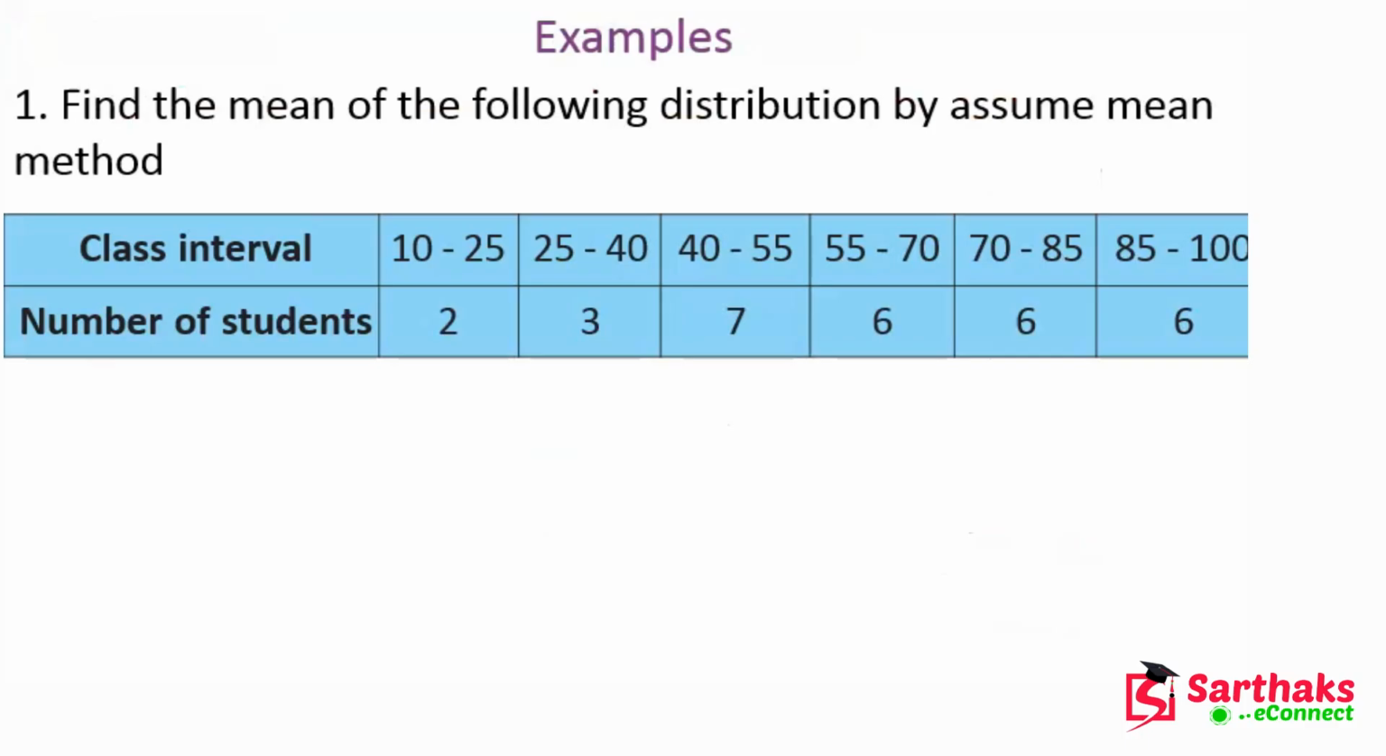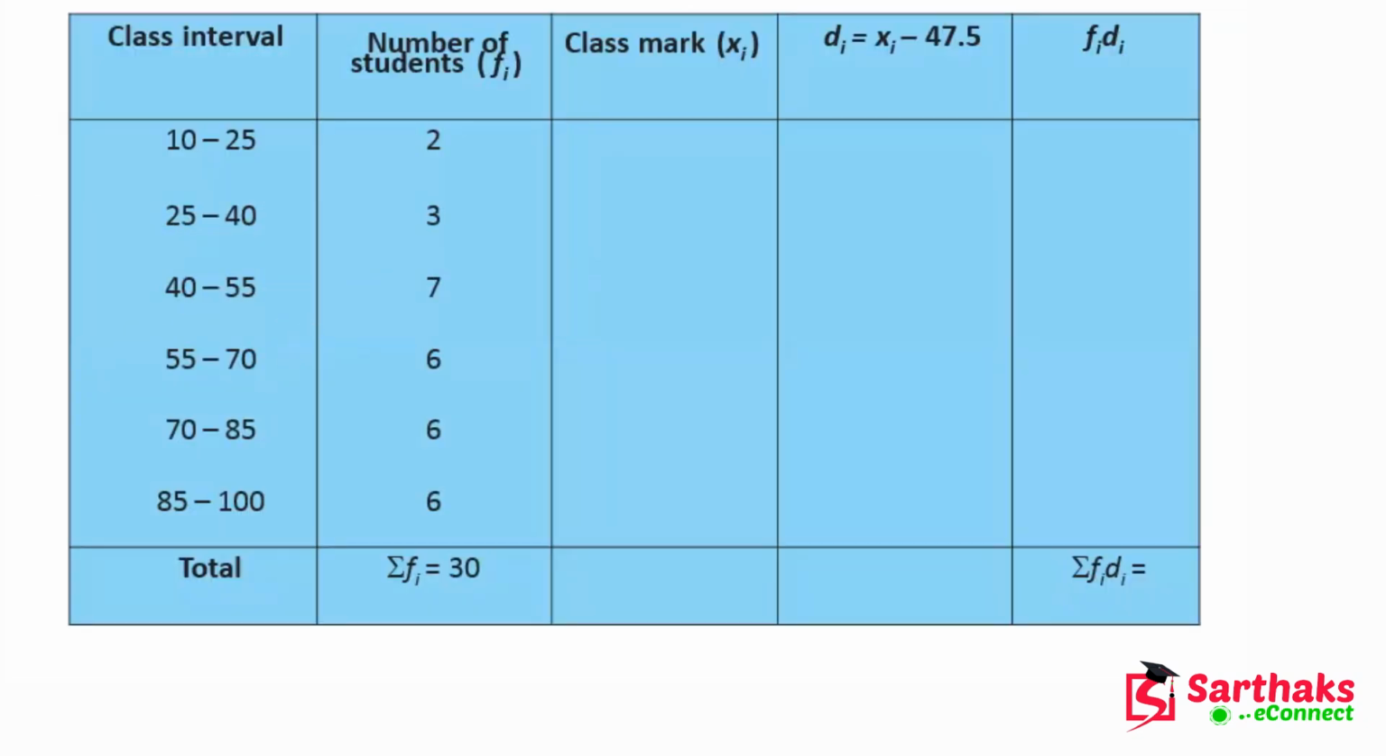Yes, now we have the question. Find the mean of the following distribution by the assumed mean method. First of all, we have to convert it into this table. And we know that the summation of fi is 30. Now we have to find again the class marks. So this will become 17.5.